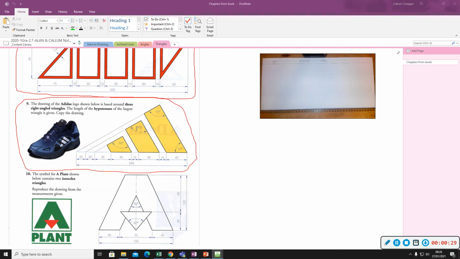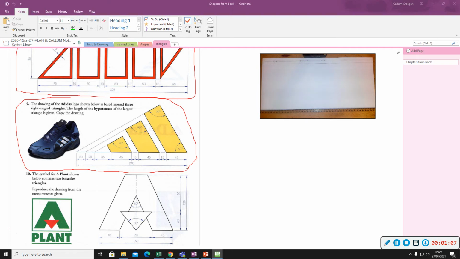The drawing of the Adidas logo shown below is based around three right angle triangles. The length of the hypotenuse of the largest triangle is given. Copy the drawing. With these questions that Alan is giving you at the moment, there's a lot of problem solving going on. Looking at the drawing, the first thing we notice is all the measurements on the bottom. That's excellent. And it says the length of the hypotenuse of the largest triangle is given.